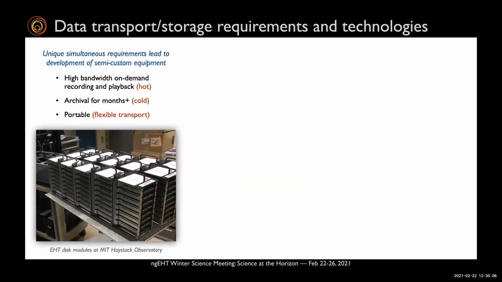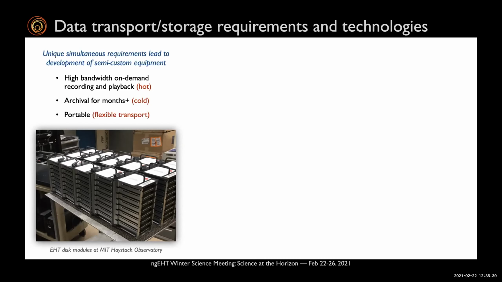So this is a picture on the left. We have some unique requirements for our ability to record and transport large amounts of data. On one hand, we need high bandwidth on-demand recording and playback. So obviously we need to record data live as it comes into the telescope at a high rate, currently 64 gigabits per second at EHT. But we also need to play it back quickly for correlation, right? So it doesn't take forever to correlate. So that's something like a hot storage requirement.